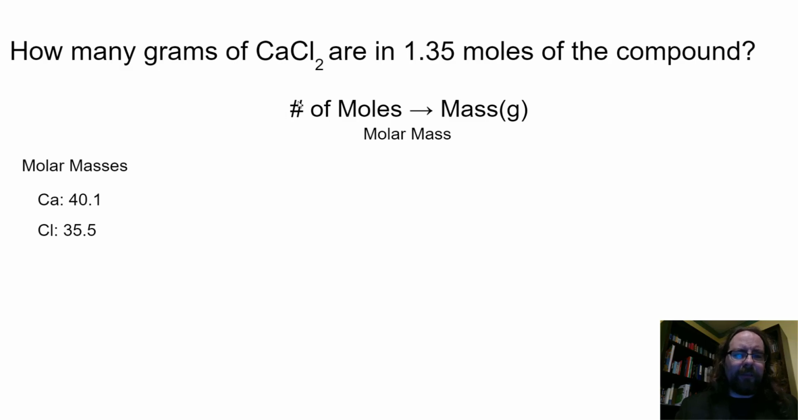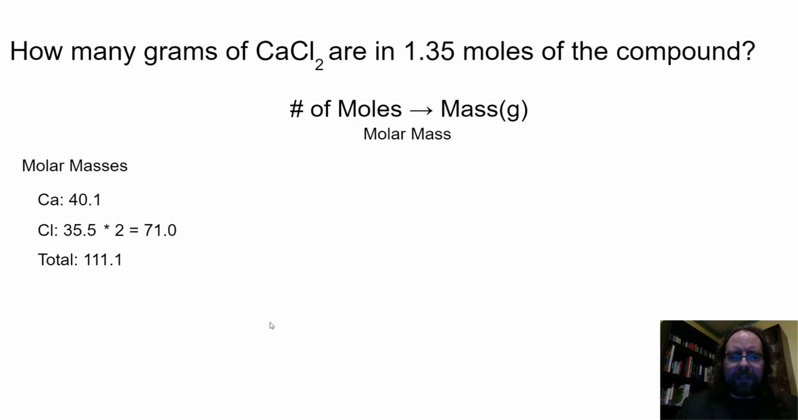But the one thing we have to be mindful of is that there's actually two atoms of chlorine in every molecule of calcium chloride, which means technically to find the molar mass for this compound, I need to multiply the molar mass of chlorine by 2, which is 71.0. So 1 mole of calcium chloride has a total mass of 111.1 grams. So we're going to end up using that to solve the problem.